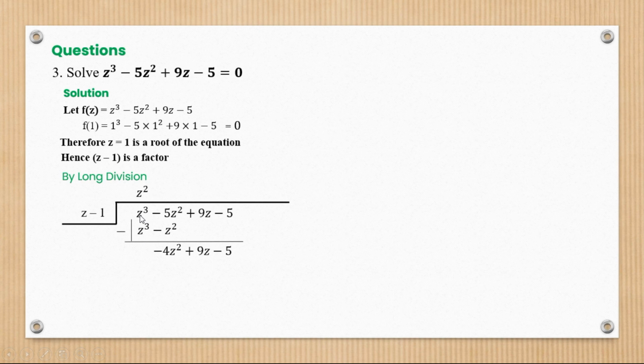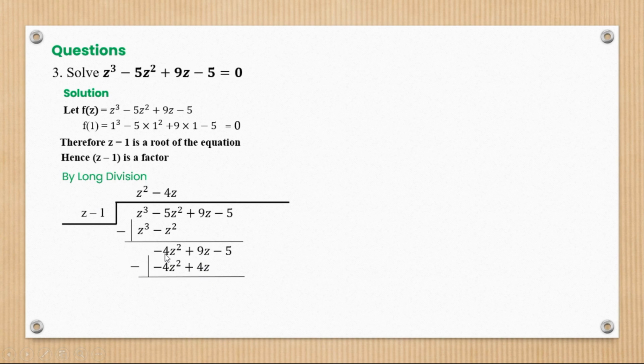So this and this cancel, so this comes down and then this comes down, so we end up with something like that. So how about a negative 4z squared divided by a z? The answer becomes minus 4z. So minus 4z times z minus 1, the answer ends up being negative 4z squared plus 4z, because a negative 4z times a negative 1 becomes positive 4z. So that's why we have this.